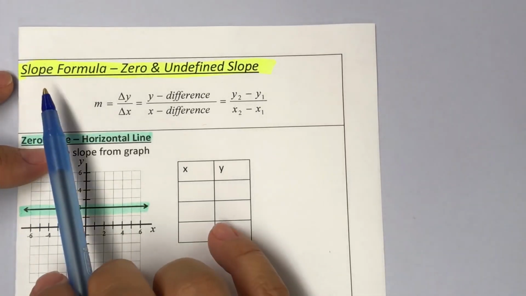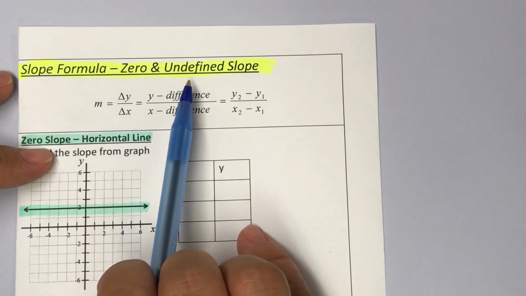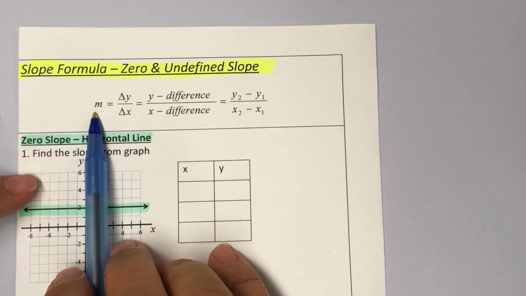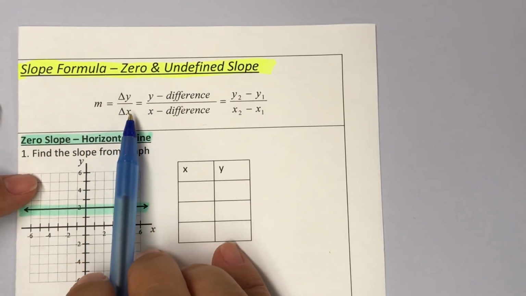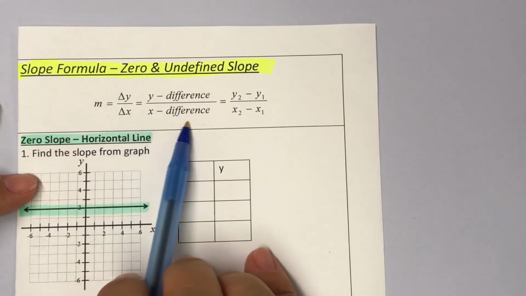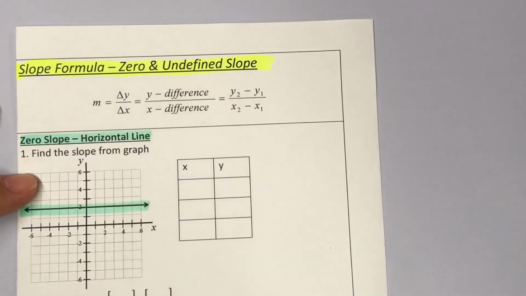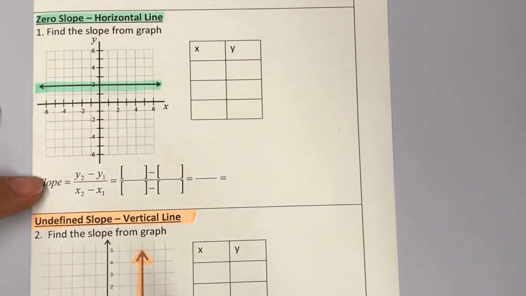In this video, we'll see how to use the slope formula with a focus on zero slope and undefined slope. As a reminder, lowercase m is the representation of the slope, where on the numerator we have the y difference and on the denominator we have the x difference. Subtracting the y coordinates over subtraction of the x coordinates. What you need is 2 points where you use the slope formula.